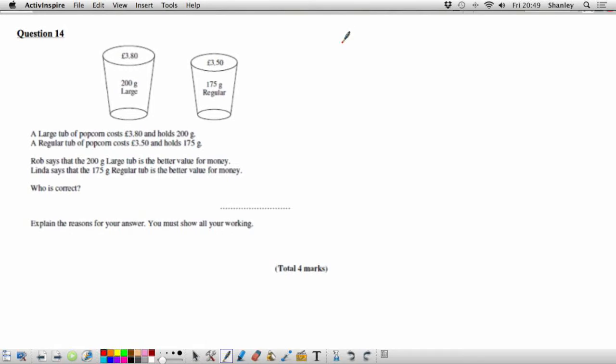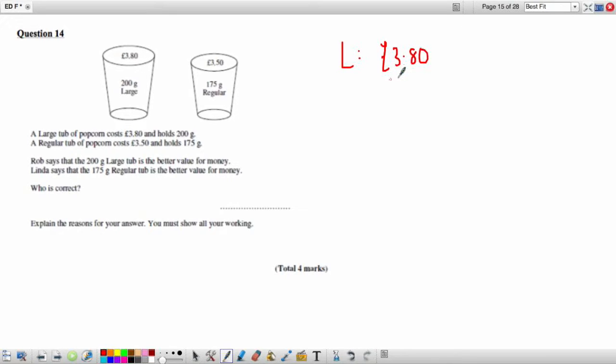So first off, let's take a look at the large tub, and we're going to work out the price here so that we can therefore compare. There are a number of ways that you can do this. You could look at the price per gram or per 10 grams, 25 grams, 15 grams, etc. So here with our quantities, the easiest way would be to first off take the price, £3.80, and divide by the total number of grams, which is 200.